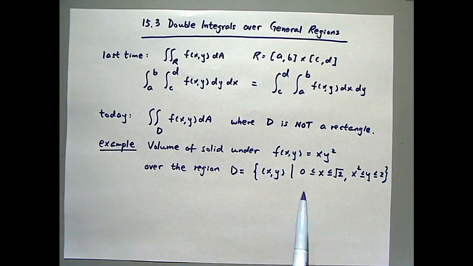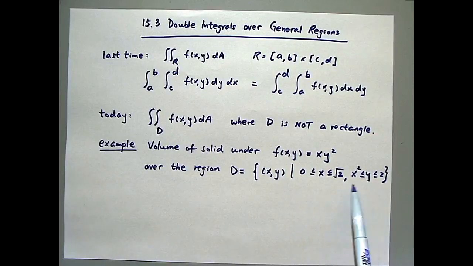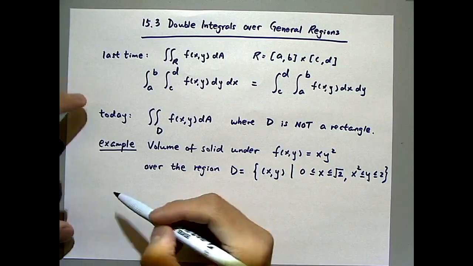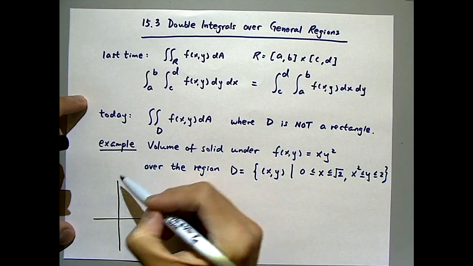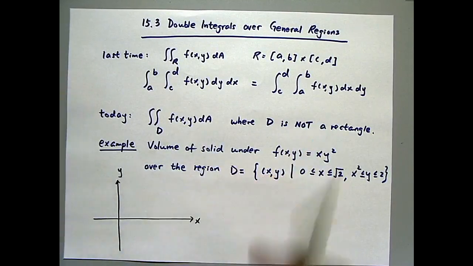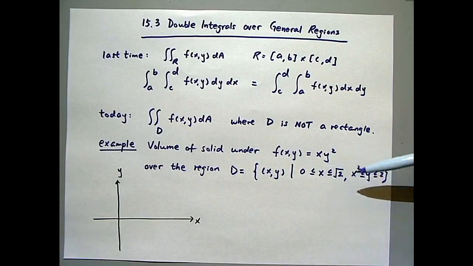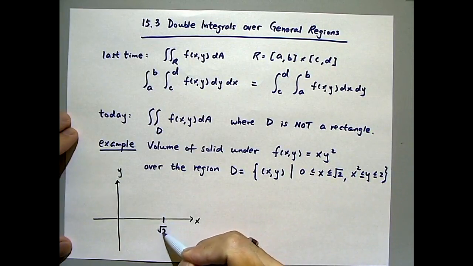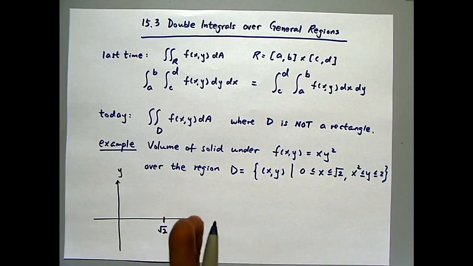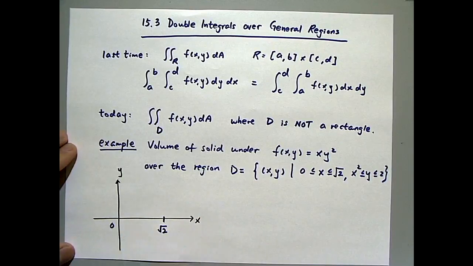All right, just by looking at the bounds here, we know right away we're no longer dealing with a rectangle because we have a variable in one of the bounds. Let's sketch this out and see what we're dealing with. X goes between 0 and radical 2. That's pretty easy to see. Radical 2 is right here. So x is going to just be between these two numbers, 0 and radical 2.